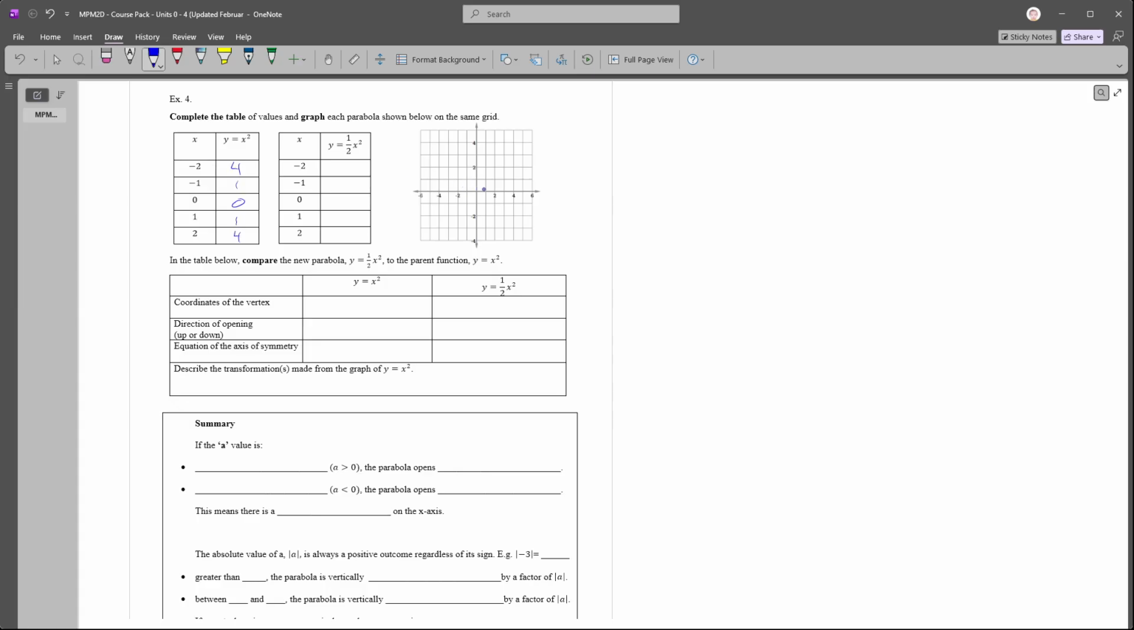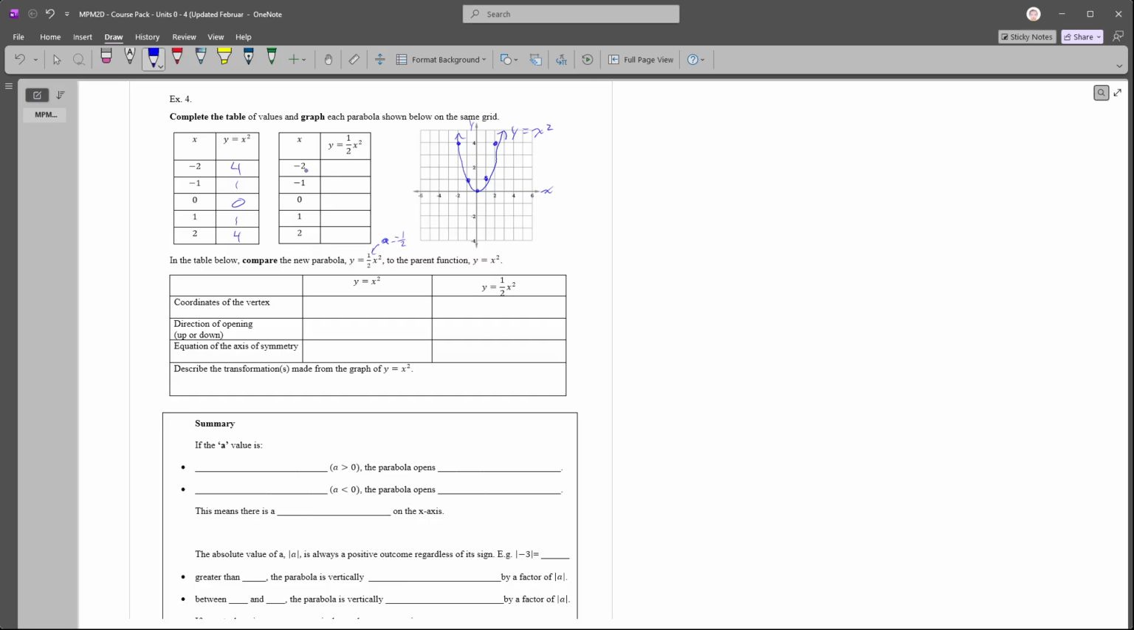So we can graph that in. So we have -2 all the way up at 4. -1, 1, 0, 0, 1, 1, and 2, 4. All right, drawing it in. We have our x, we have our y. Y is equal to x squared. Okay. Now, from here, we have y is equal to 1/2 x squared. So in this case, our a is equal to 1/2.